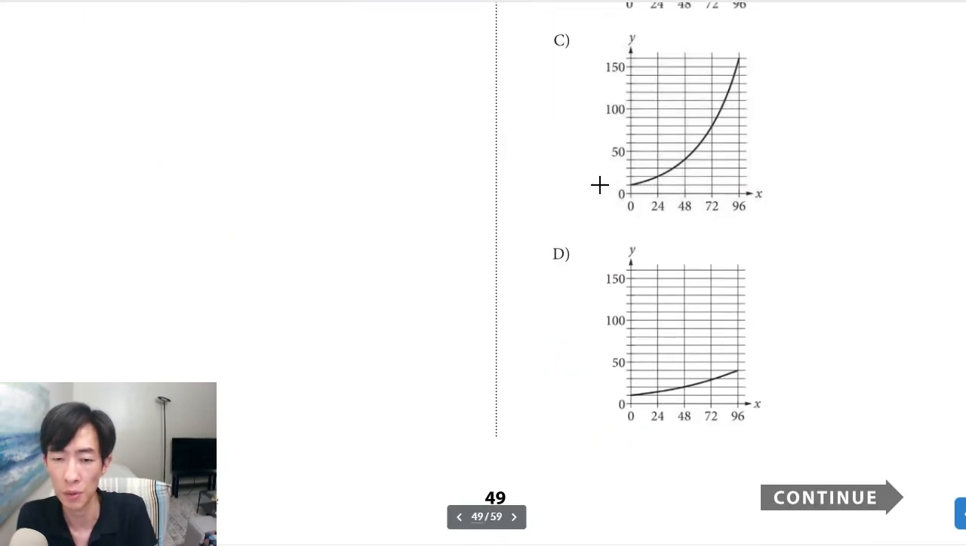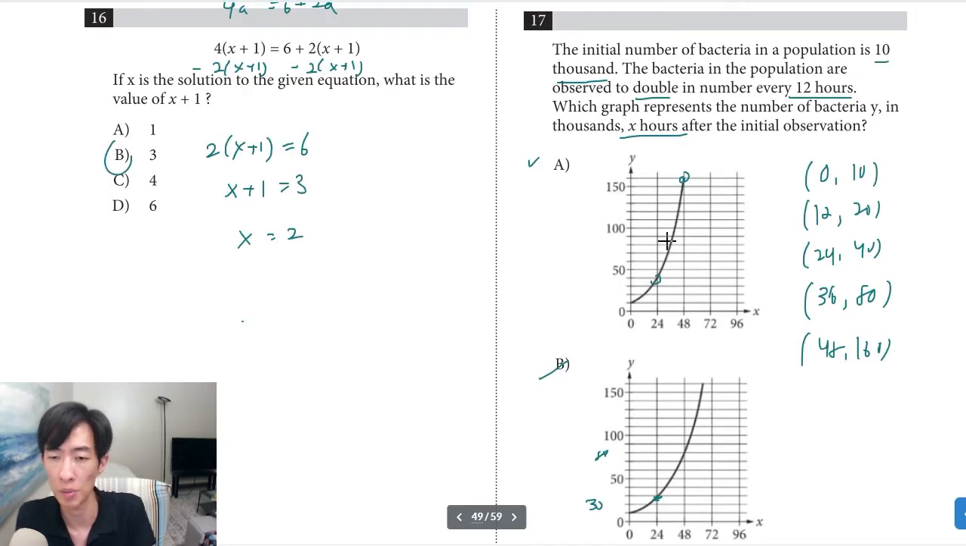For choice C at 24, yeah, too low. We're at 20. So that's going to be out. And choice D at 24, yeah, that looks like we're at about 15. So choice A matches up closely with how this would work out. And if you were to write this out as an equation, it would be y equals, you start off with 10, it doubles.